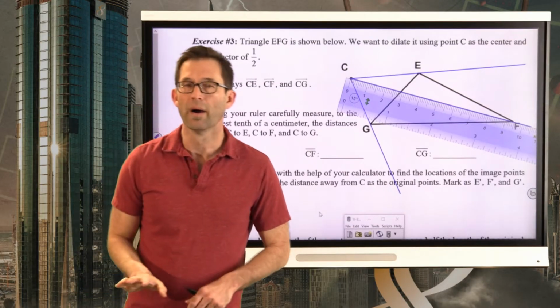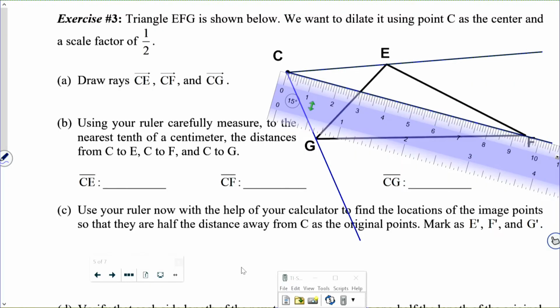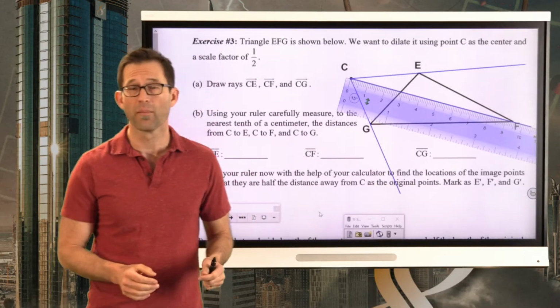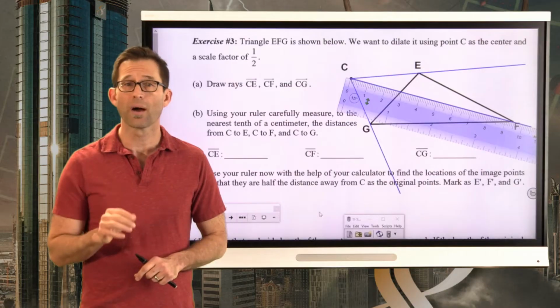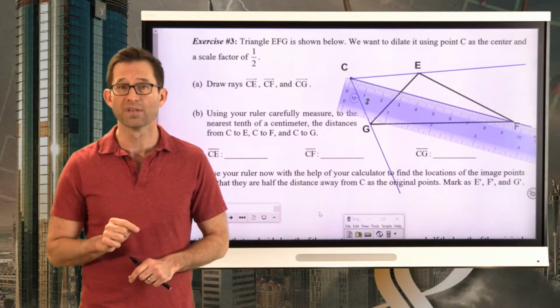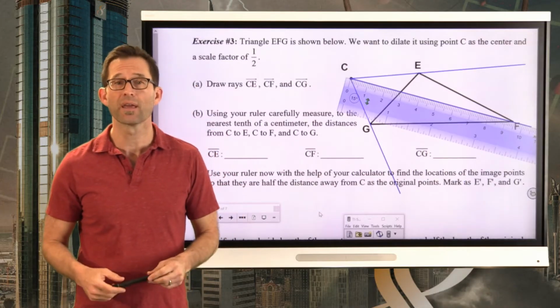I'm not going to even move my ruler yet. Letter B. Using your ruler, carefully measure to the nearest 1/10 of a centimeter the distances from C to E, C to F, and C to G. Now, I did not design this problem so that these distances are particularly nice. So do as good of a job as you can measuring those distances and fill them in these blanks. Pause the video now and take a moment.